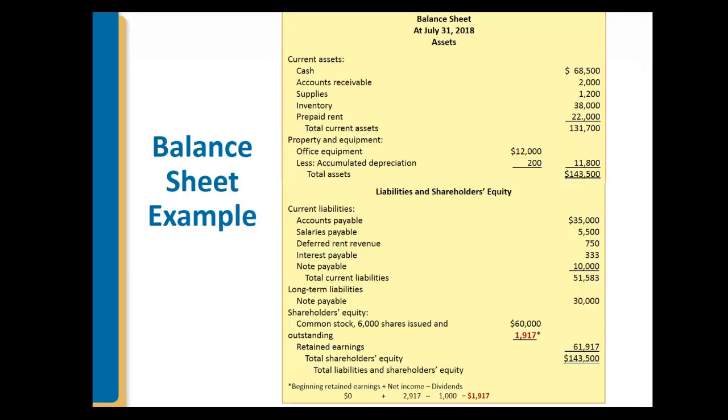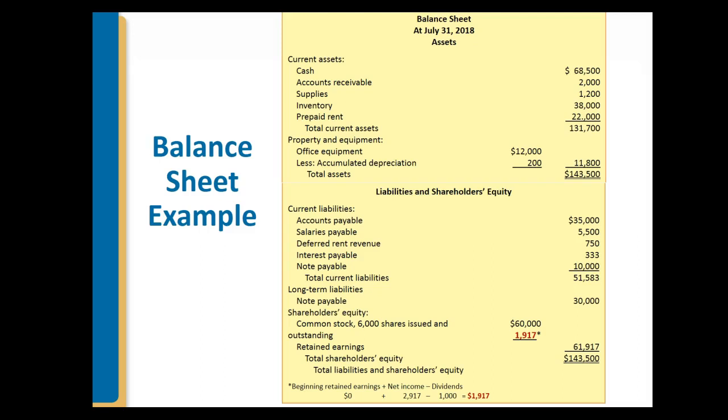So here we're going to see an example of a balance sheet. As you see here, the income statement we looked at in earlier slides ties into the balance sheet through retained earnings. So the revenues, expenses, gains, and loss transactions that make up net income in the income statement, the $917, get closed out to retained earnings.